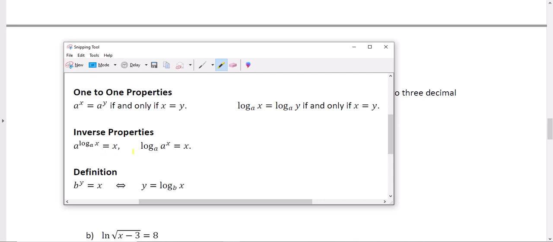The inverse properties. If you have a variable inside the exponent, we switch to logarithmic form. Here we go, this is better. If the variable's in the exponent, we switch to logarithmic form to isolate it. If the variable's inside the log, we'll switch to exponential form in order to isolate it. All right, here's some more examples.